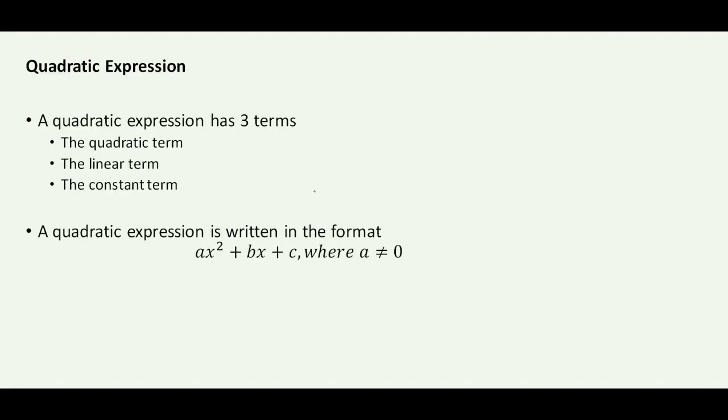So generally, a quadratic expression has three terms. The quadratic term, which is the one that has the x squared. The linear term has the x, and then the constant term is just a number. So if we look at the example here, you can see ax squared, this is your quadratic term. bx is your linear term, and c, this is your constant. And always remember, a cannot be equal to 0. a must be a non-zero number.